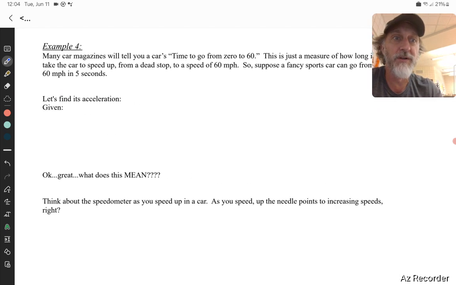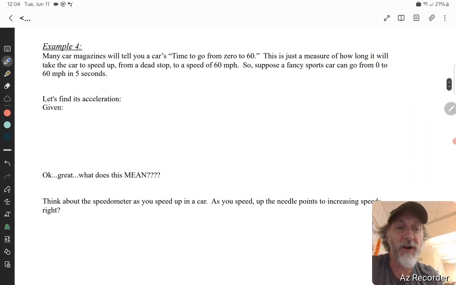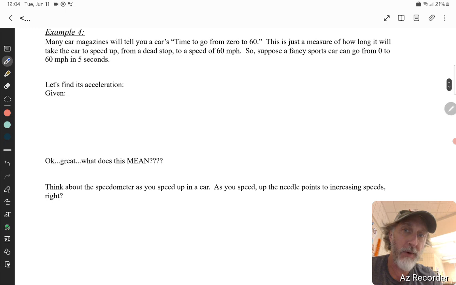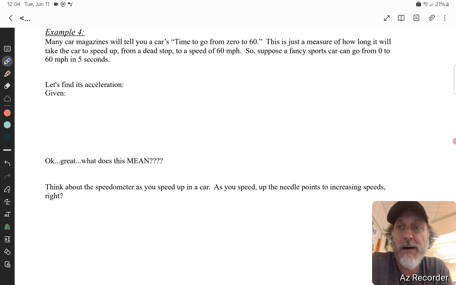Let's do an example. For this first example, I'm going to use miles per hour simply because I think it's a little bit more intuitive to you. This is probably the last example we'll do where we use miles per hour. We're going to switch over to meters per second, and I think you saw some of that on the last two worksheets, right?